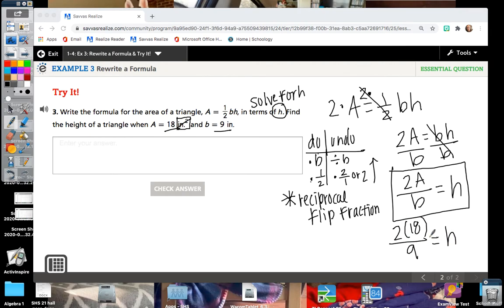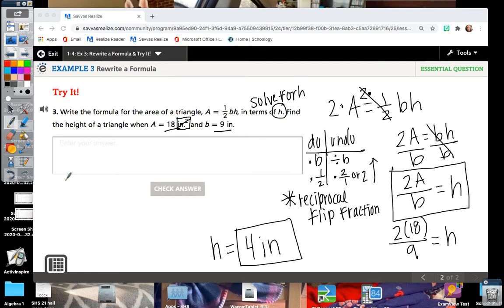And then we just plug that into our calculator. Write it over here. 2 times 18 divided by 9 is going to give us 4. Correct units is going to be those inches up there. So 4 inches.